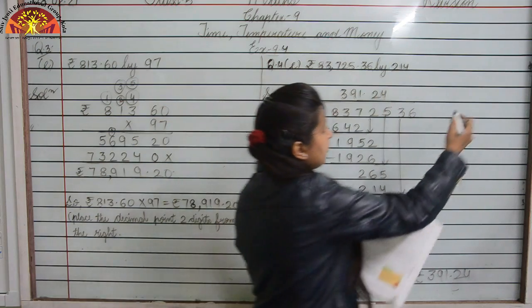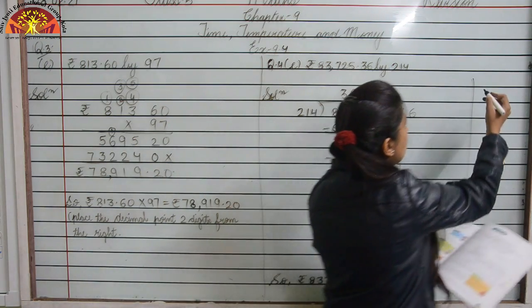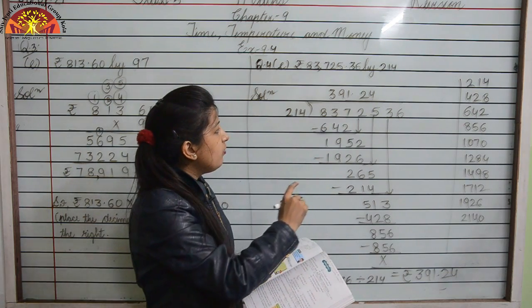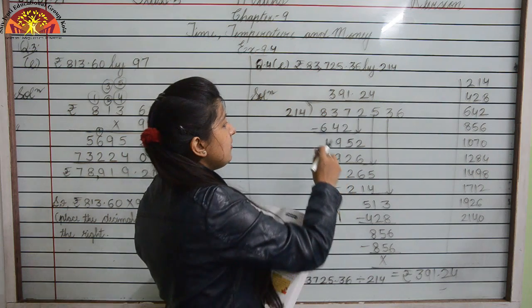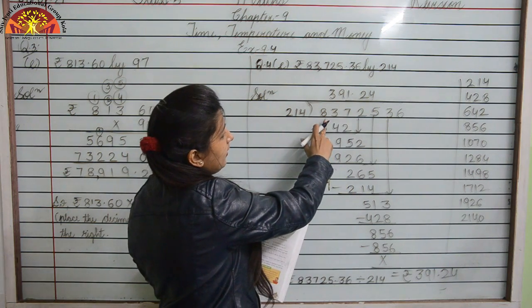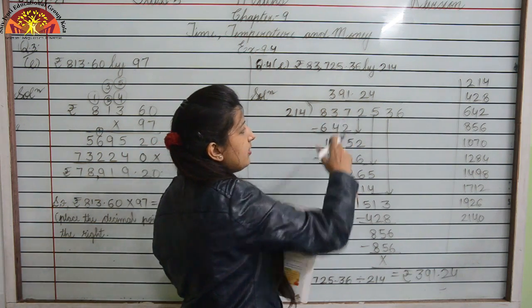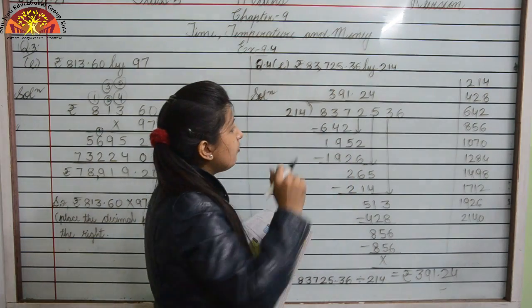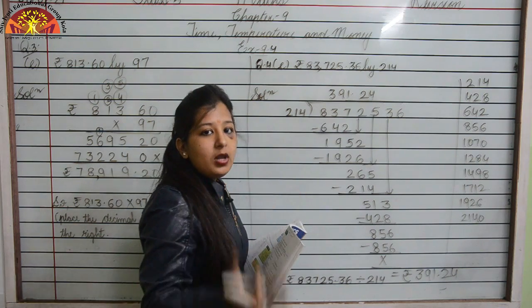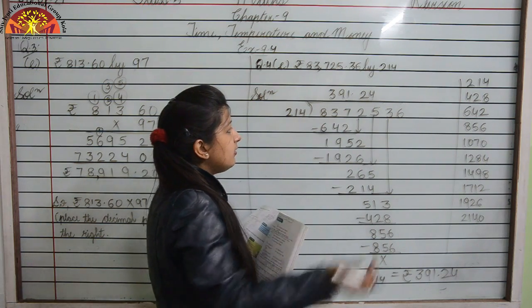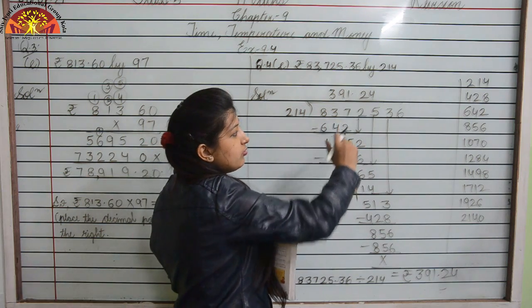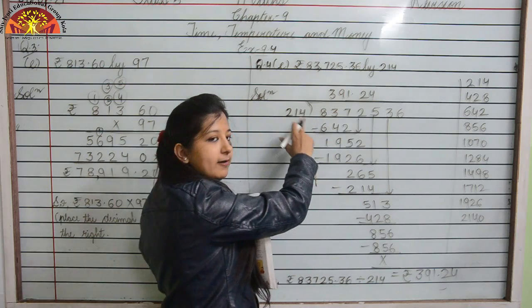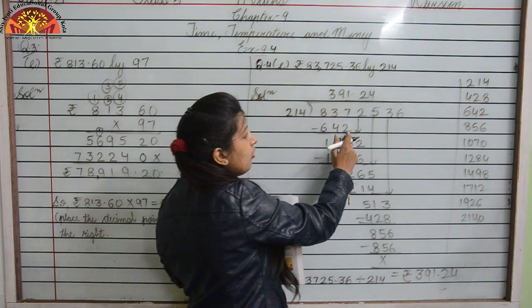So here we will write the table of 214. Now we are going to divide. Here you can see 837 does not come in the 214 table. So we will write the just smaller number than 837. The just smaller number is 642. So 214 3s are 642.